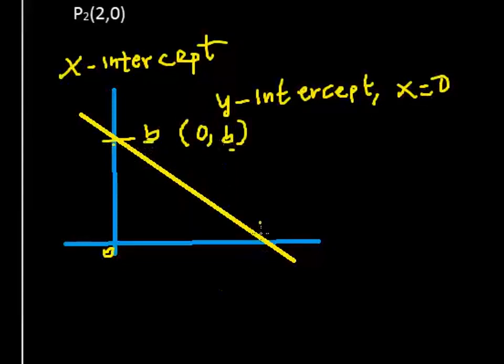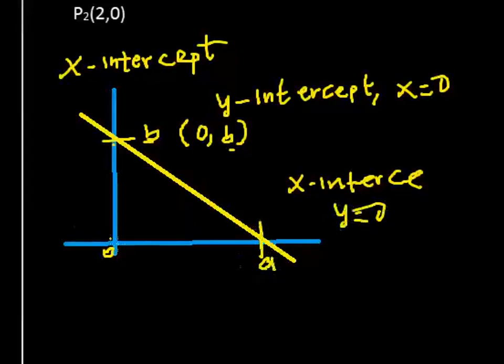At the point of the x-intercept, y at that point is always equal to 0, and that's what you see here. The x-intercept here is a, and if you test y, y is 0. So the coordinate at this point is definitely going to be a, 0. So anytime you see a coordinate where one is 0 and the other one is not, that's an intercept point.